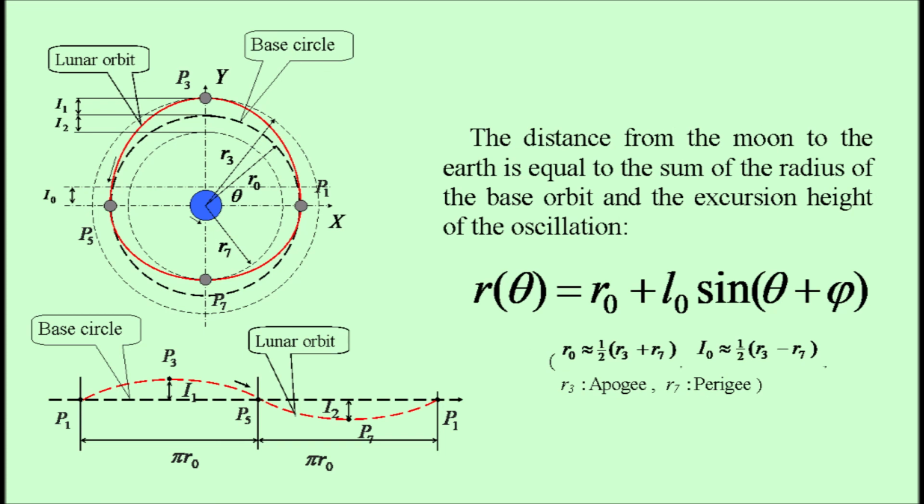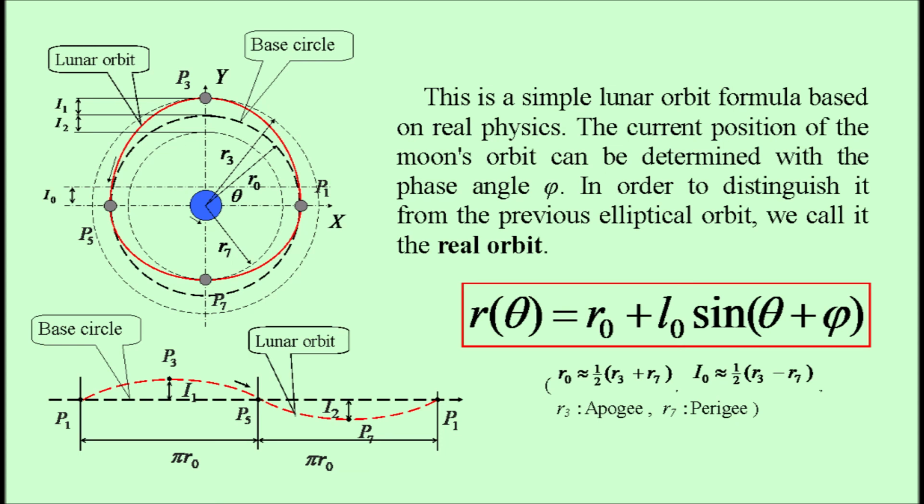The distance from the Moon to the Earth is equal to the sum of the radius of the base orbit and the excursion height of the oscillation. This is a simple lunar orbit formula based on real physics. The current position of the Moon's orbit can be determined with the phase angle phi. In order to distinguish it from the previous elliptical orbit, we call it the real orbit.